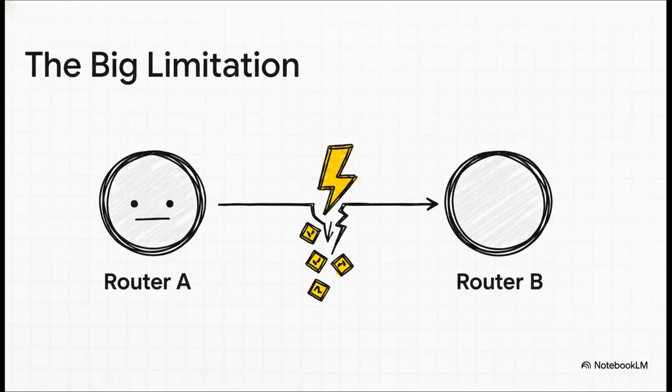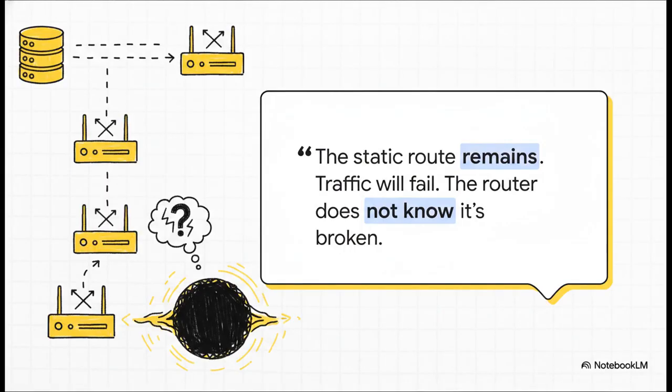And here it is. This is the big limitation. A static route is, well, static. It's dumb. It does not update itself. If that connection to router B suddenly goes down, router A has no idea. It won't detect the failure, and it will just keep trying to send all your data down a path that leads to nowhere. And this quote from the source materials just sums it up perfectly. The static route you put in there remains. The traffic will fail, and the router does not even know it's broken. It's going to keep sending data into a black hole, totally clueless that anything is wrong. That's the trade-off you make for that total manual control.